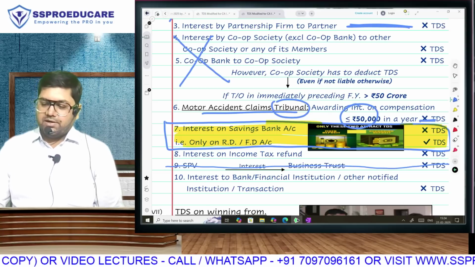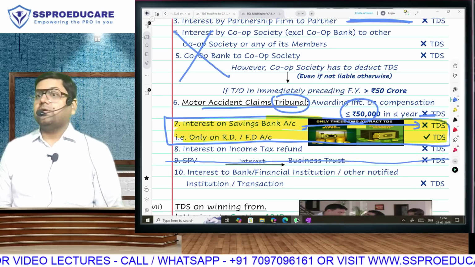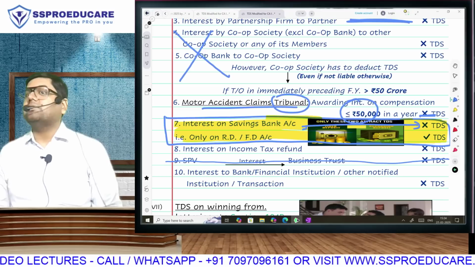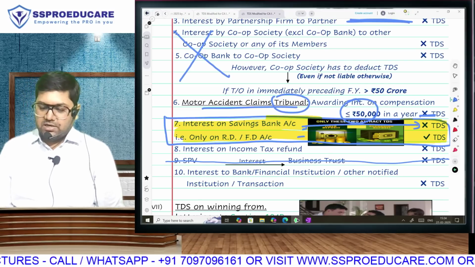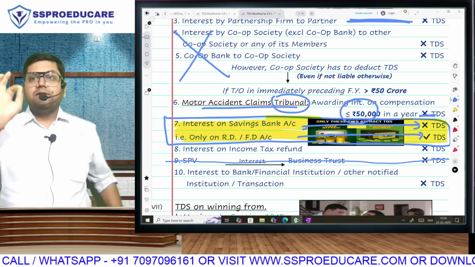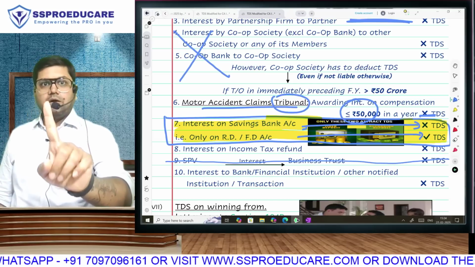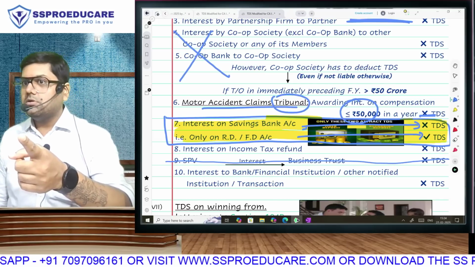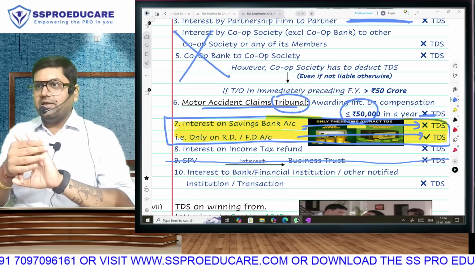If you are earning interest on saving account, there will be no TDS. So saving account income, taxable or exempt? Taxable but no TDS. TDS will come only and only in bank accounts. In bank accounts, TDS will come only on FD and RD. See, 4 types of accounts. Current account, there is no interest only, bro. Banks don't give interest on current account. Bank give interest on saving, FD, RD.